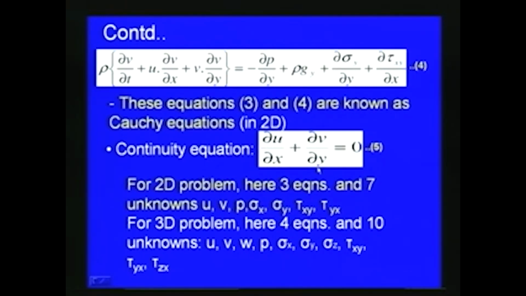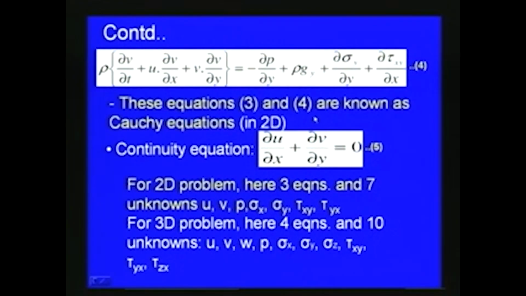For a 3 dimensional problem, in a very similar way, we can write the equations. There will be 3 Cauchy's equations, and then we can supplement with the continuity equation for 3 dimensional flow. So, here the unknowns.